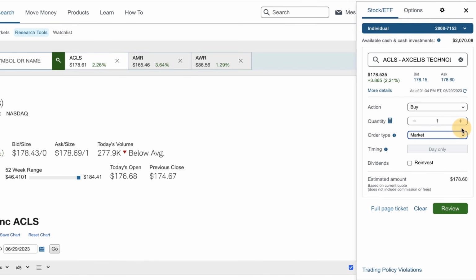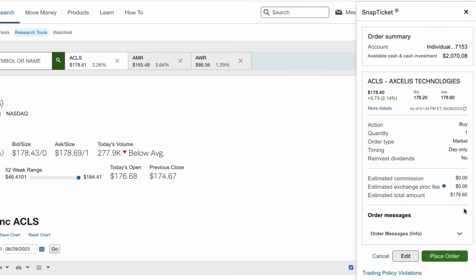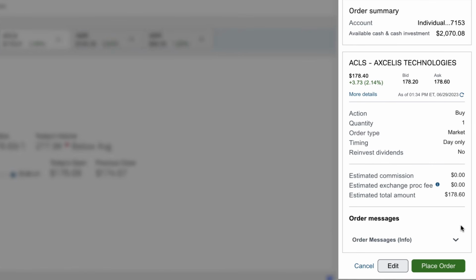This is obviously where the excitement level rises. So now we're going to come down and click on Review Order. And don't worry, we haven't made a solid commitment yet. We still have time to review that this is really what we want to do. So let's review. We're buying one share of ACLS at the market price, and this is just an order that's good for the day. This gives us an estimated cost of the trade. Since we're buying one share, it's the price of the stock, which is $178.60. With some trades, there may be transaction fees involved, but that doesn't apply here.